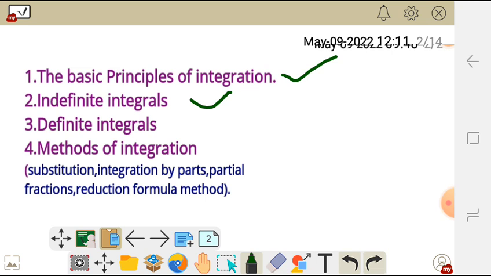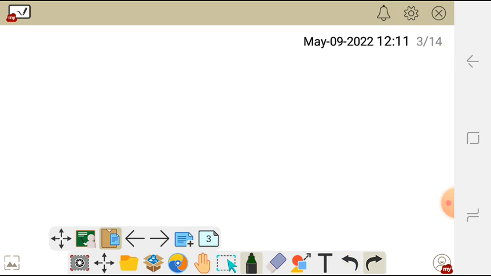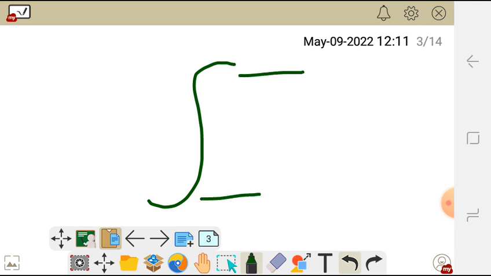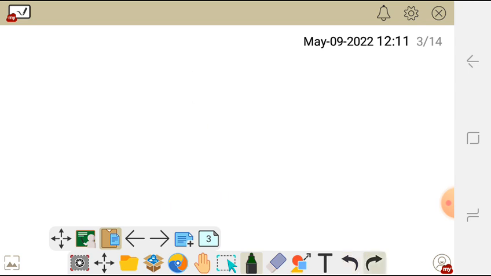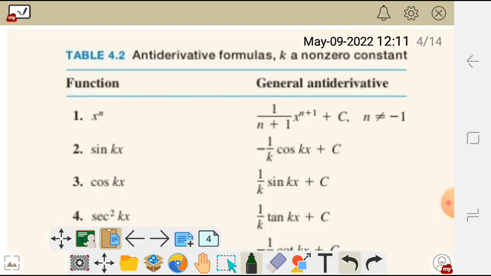Indefinite integrals are integrals which are denoted by an elongated s, shown as this, without limits, without the upper and the lower limit. Those are indefinite integrals. We also discussed the basic principles of integration.